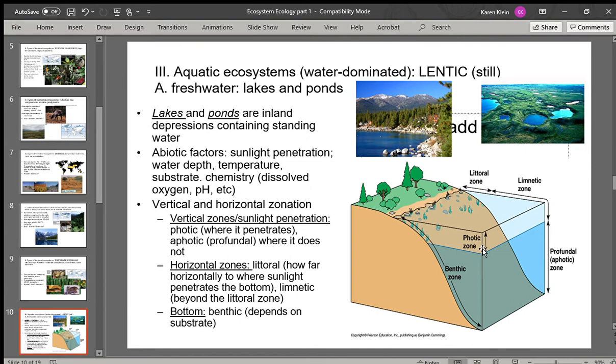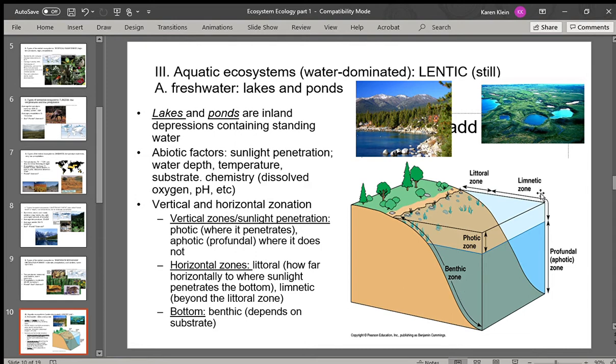Now, as far as vertical, how far sunlight can penetrate is referred to as the photic zone, and below that is referred to as the aphotic zone, also referred to as the profundal zone. Now, anything on the bottom, because there are plants and animals that live on the bottom, as well as underneath the bottom, like little substrate diggers, that's referred to as the benthic zone. So if you have an animal that just scuttles around the floor of a pond or a lake, they are considered benthic animals.